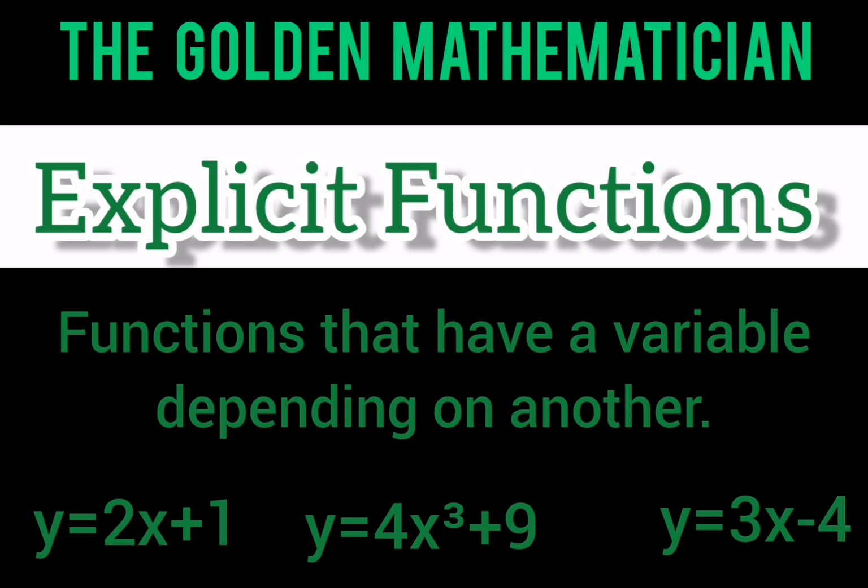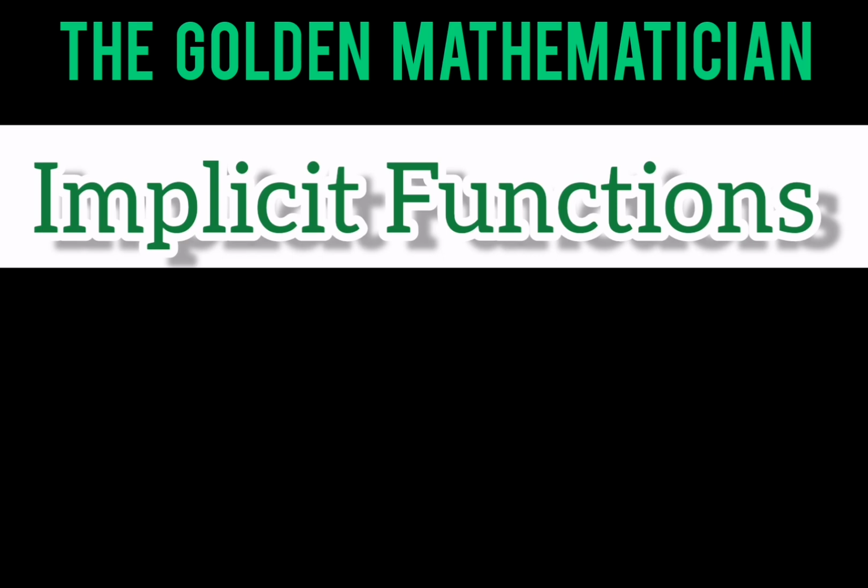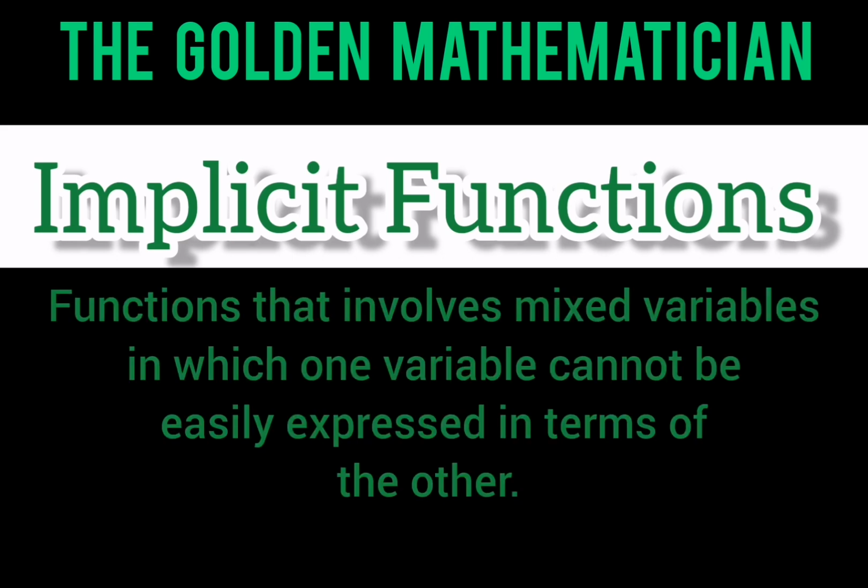The second type of function we have is called implicit functions. Now, this is the opposite of the first function we talked about, which is explicit functions. Implicit functions are functions that involve mixed variables, in which one variable cannot be easily expressed in terms of the other. Breaking this English down, it means that this kind of function involves variables mixed together, just like when two chemicals mix, making it difficult for us to express one particular variable in terms of the other variable.